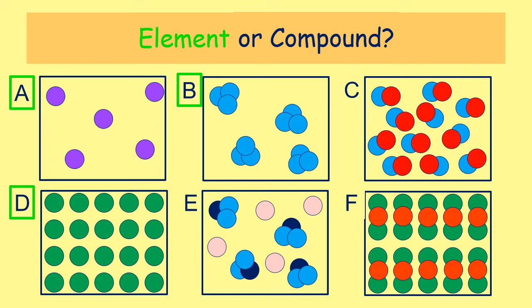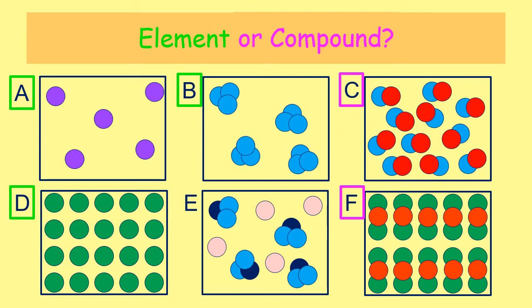Now for compounds, the ones that are compounds are C and F. And that's because we have got more than one type of atom in each of those boxes, and they are chemically joined together. So in C, we can see that the red atom is chemically joined to the blue atom. And in F, we can see that we have the orange atom chemically joined to the green atoms.